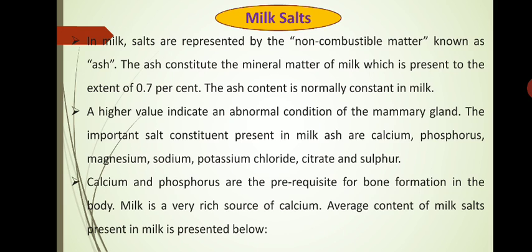So calcium and phosphorus are the prerequisite for bone formation in the body. You know that bones are made up of calcium. So calcium and phosphorus are essential components that help in bone formation, and they are present in milk. Milk is a very rich source of calcium, and the average content of milk salt present in milk is presented below.